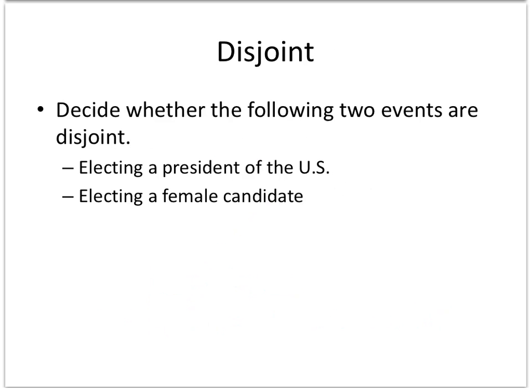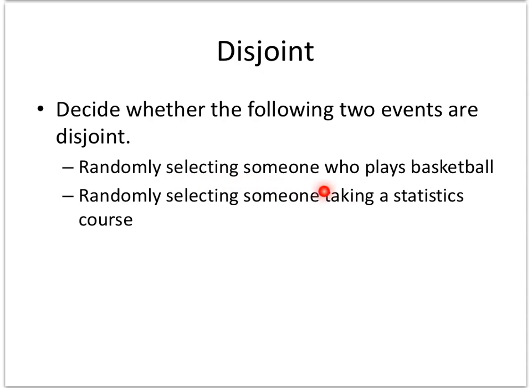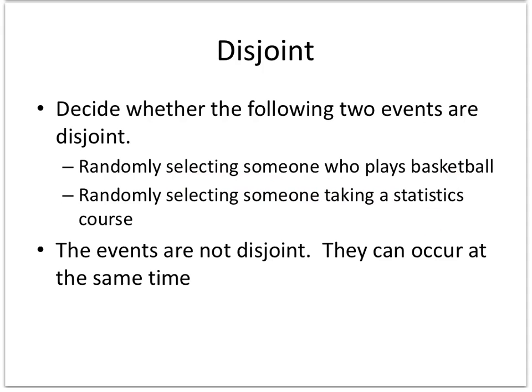Alright, decide whether the following two events are disjoint: electing a president of the US and electing a female candidate. These are not disjoint because the events can actually occur at the same time, meaning when you elect a president, it could be a female candidate. How about randomly selecting someone who plays basketball or randomly selecting someone taking a statistics course? Now, you might think somebody that plays basketball is too cool for statistics, right? But both of these could occur at the same time. You could have somebody that's playing basketball and taking a statistics course.